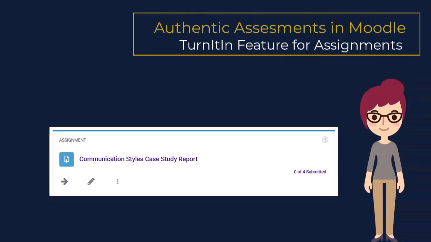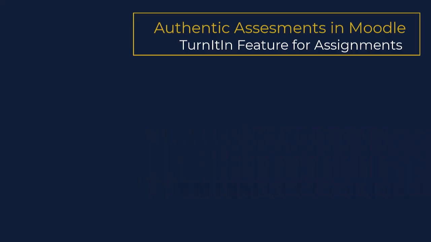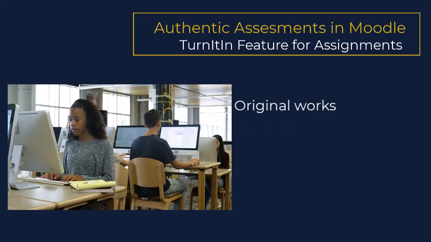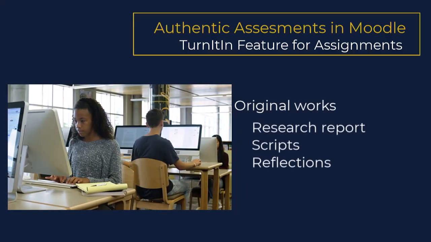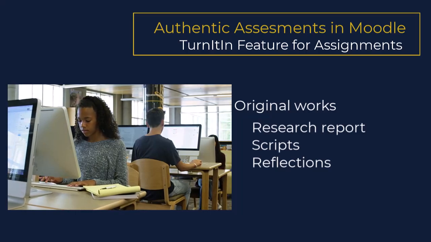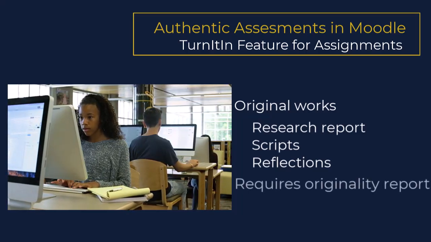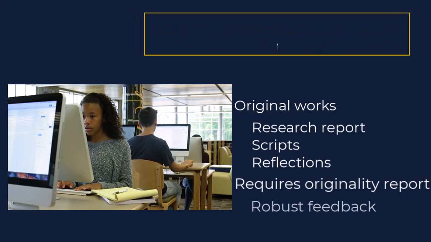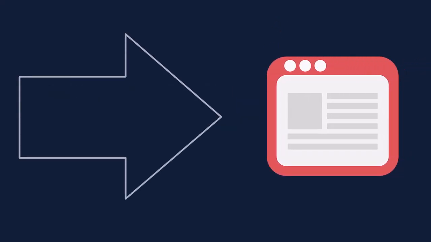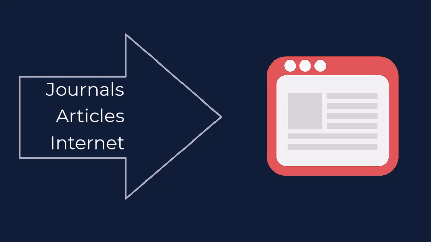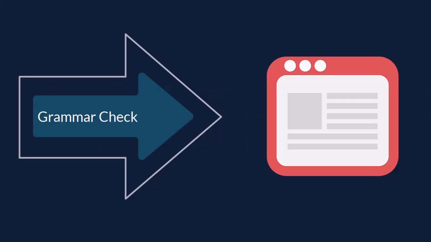The Turnitin feature allows students to upload files or type directly into the online text field. It is recommended to use Turnitin when students are required to submit original written works, such as a research report, scripts, or reflections, and instructors would like an originality report or more robust feedback options. The program will check students' work against journals, articles, and the internet, but it also offers a grammar checker to help students improve their writing.